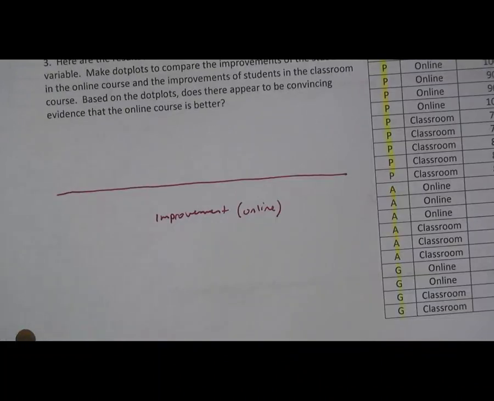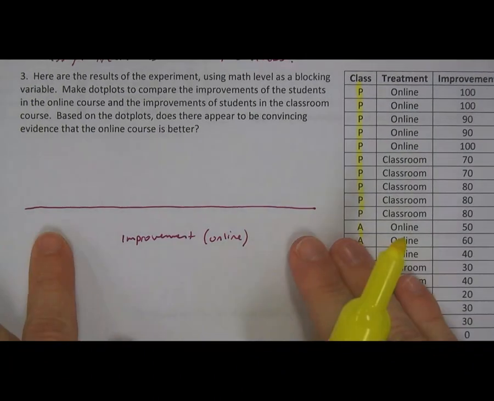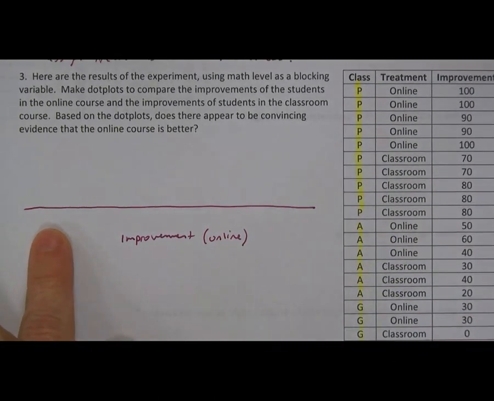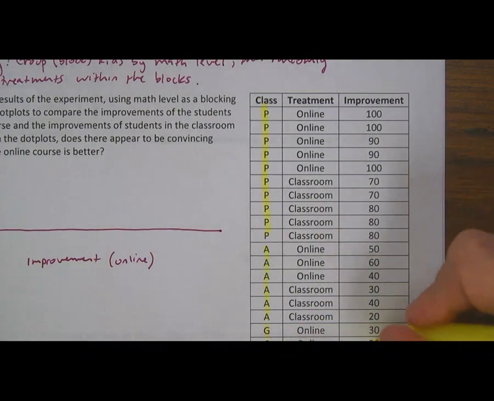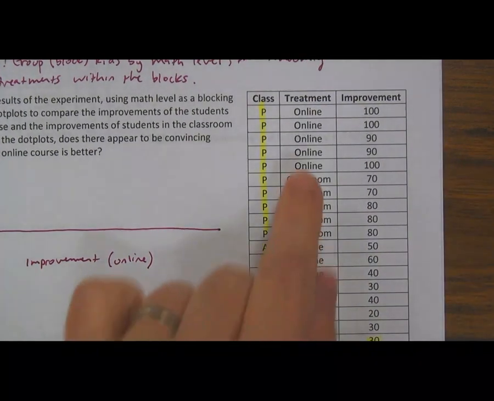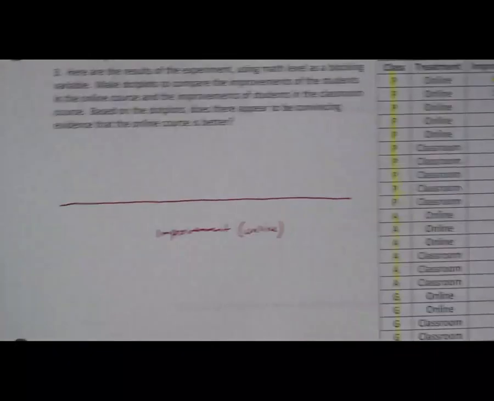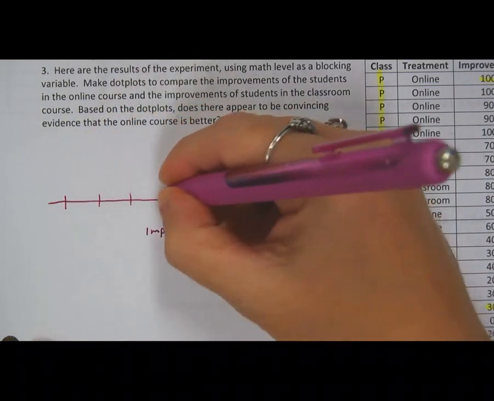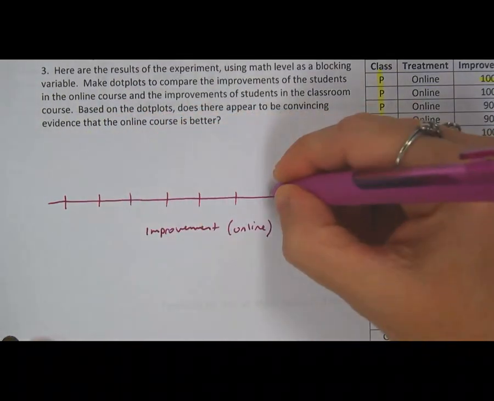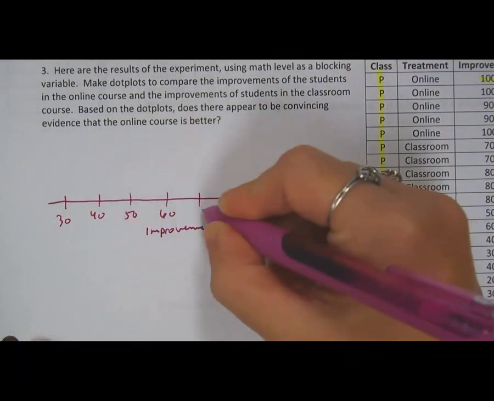So I always just kind of start by looking at the smallest number and the largest number, so I know what should my scale be. And I'm looking at only online stuff over here, and it looks like I need to go from the smallest number is 30 all the way up to 100. So I probably just count by tens. 30, 40, 50, 60, 70, 80, 90, 100.